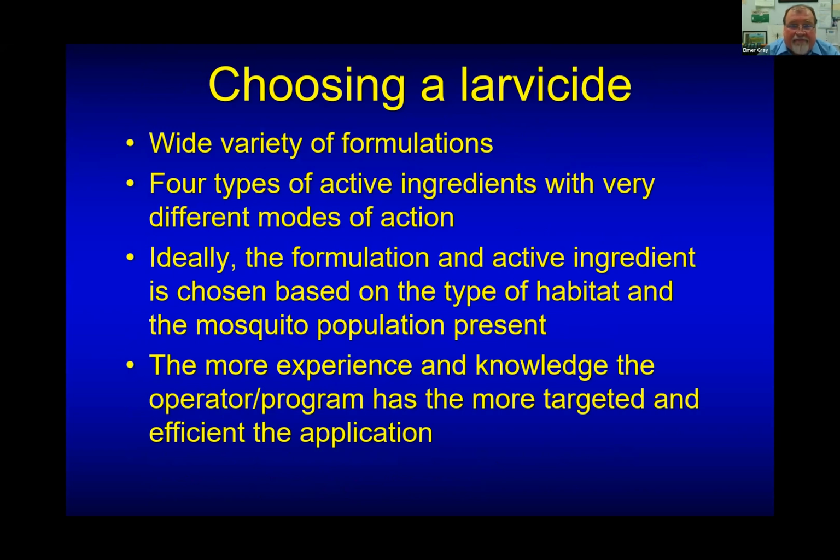Choosing a larvicide is a really important decision, and I think we're going to have some good presentations about this moving forward. Obviously, there's a wide variety of formulations. We have 4 types of active ingredients with very different modes of action. Ideally, the formulation and active ingredient are chosen based on the type of habitat and the mosquito population present. That's really what fine-tunes which product is used, which formulation and active ingredient: the habitat, the stage of the population, how much time you have to get them before they emerge, and things like this. The more experience and knowledge that the operator or program has, the more targeted and efficient the larvicide application will be.